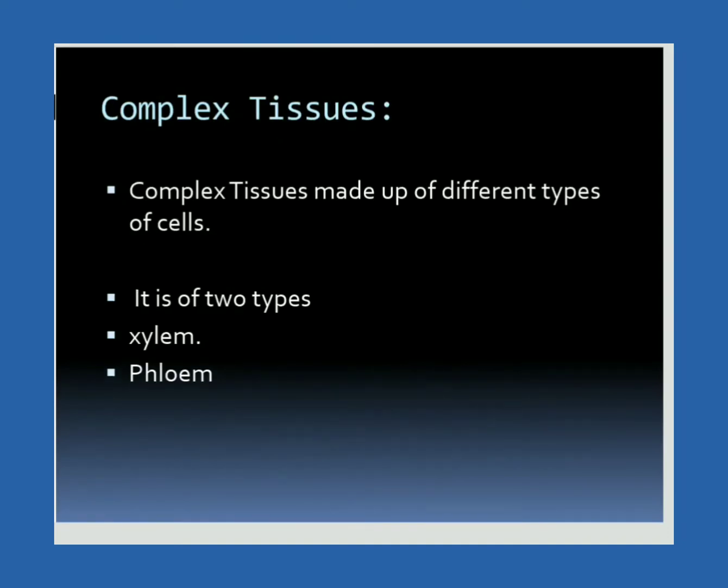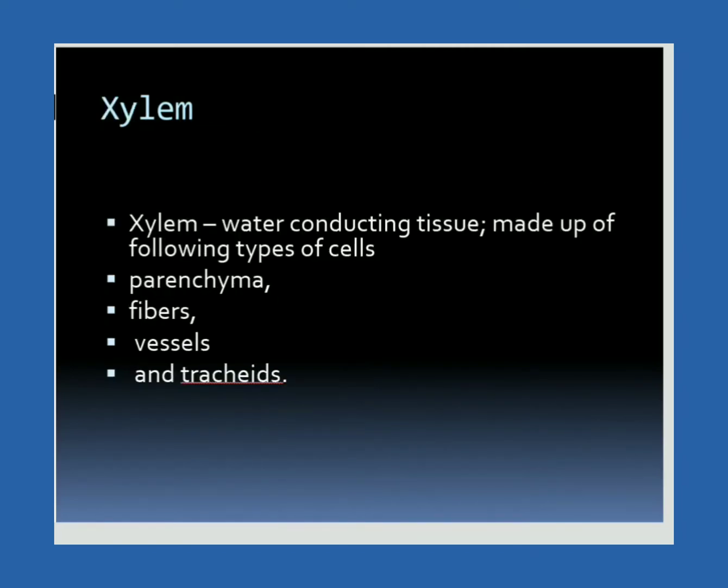Next, complex tissues. Complex tissues are made up of different types of cells. These are of two types, xylem and phloem. Complex tissues mean tissues with different types of cells, not like the simple tissues with the same type. First, let us see the xylem. Xylem is a water conducting tissue. It transports water in the plants. It is a vascular tissue made up of the following types of cells: parenchyma, fibers, vessels, and tracheids. So it is a complex tissue made up of these four different types of cells.